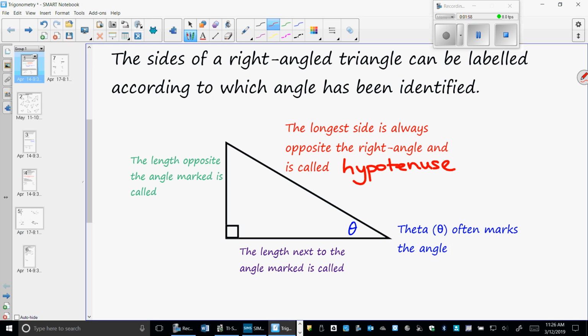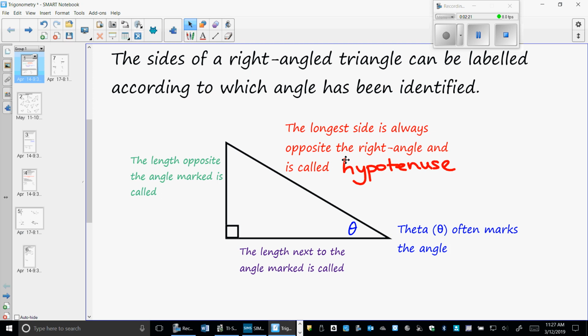Then in 99% of the questions, there will only be one other angle marked. Okay, some textbooks unfortunately start labeling both of them and ask you questions about stuff. It makes it very confusing, but in the questions that you're going to be doing, there will generally be only one other angle marked. And the lengths of the other two sides will be labelled according to that angle.